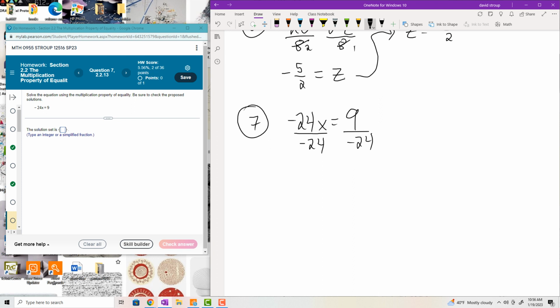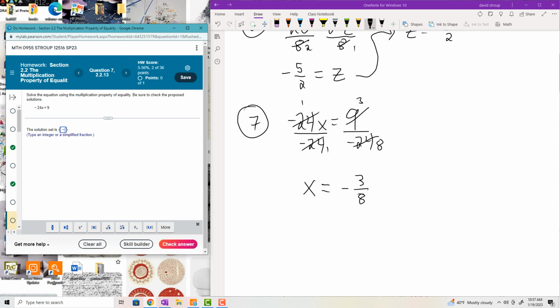Negative 24 over negative 24 is just going to be, that's the same as 1 over 1. So you get 1x over 1. So we got our x. On the right side, 9 over 24 is the same as 3 all over 8. So I'm going to end up with negative 3 all over 8. Okay. Negative 3 over 8. Let's make sure that's right.